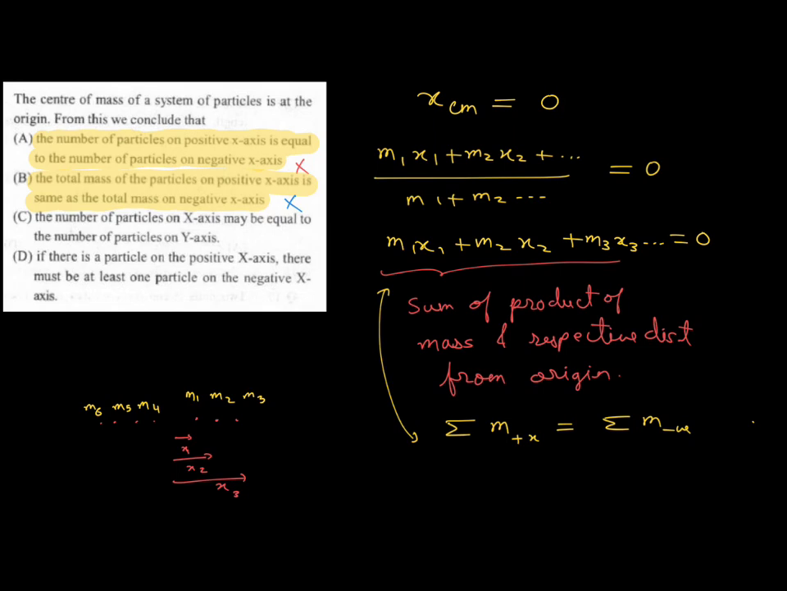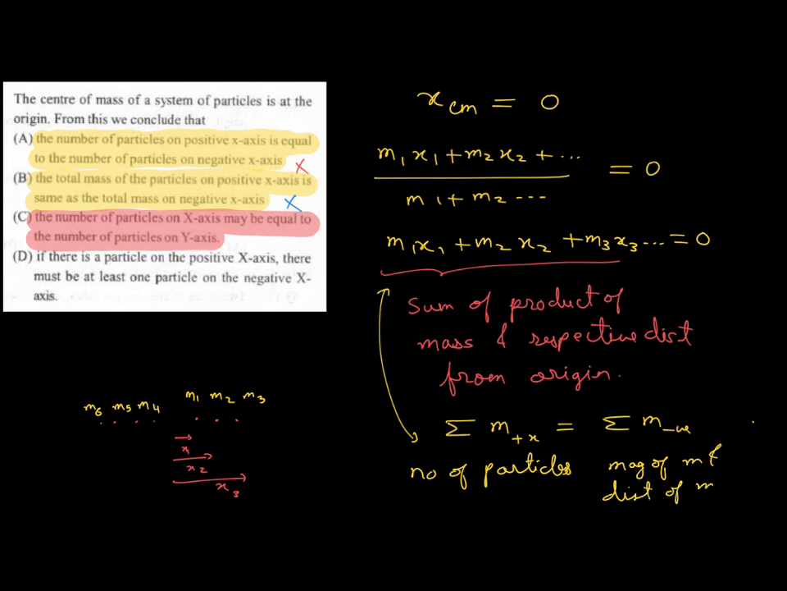Option three says that the total number of particles on the x-axis may be equal to the number of particles on the y-axis. So again, here the talk is about the number of particles. And this option also is not giving any information about the magnitude of mass and distance of masses from the origin, right? So this option is also not giving any solid conclusion, so therefore we are going to omit it.